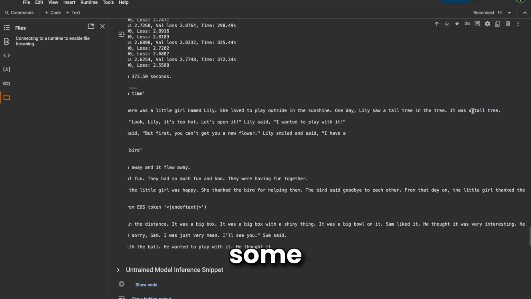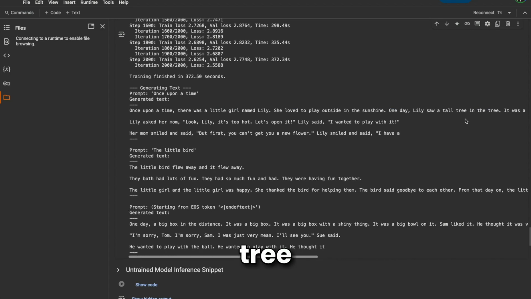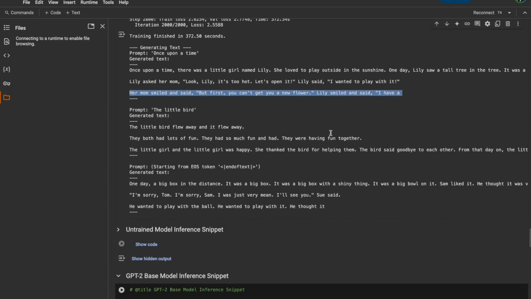So there is some issue here. It was a tall tree. Again, it has sort of lost its coherence. Lily asked her mom. Okay, so at least it remembered Lily. Look, Lily, it's too hot. Let's open it. It started off somewhat decently, but now it is stopping to make complete sense. But at least it is producing proper words now.